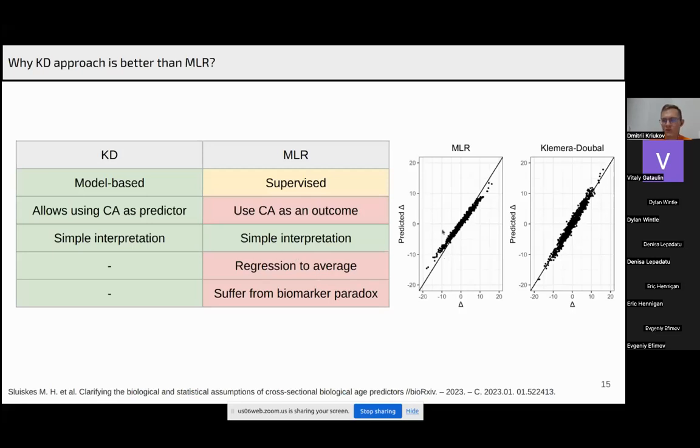To understand this phenomenon, you need to look at this plot, where you see the points that are far from the average, which is equal to 0, are declined from the true value, which is not the case for Klemera Doubal estimations. By the way, this result was proposed in this preprint below, which is quite recent and which provides a lot of critics to the aging clocks as a concept. And of course, multiple linear regression suffers from the biomarker paradox, which we discussed before.